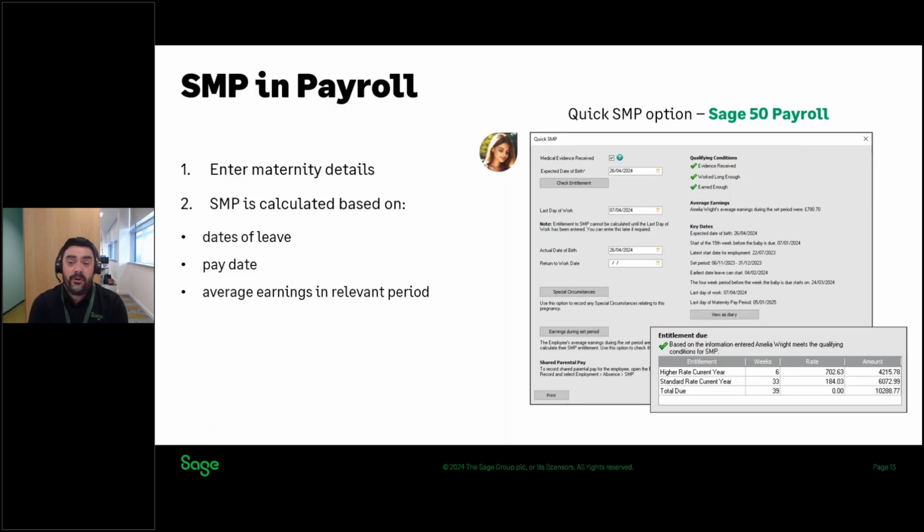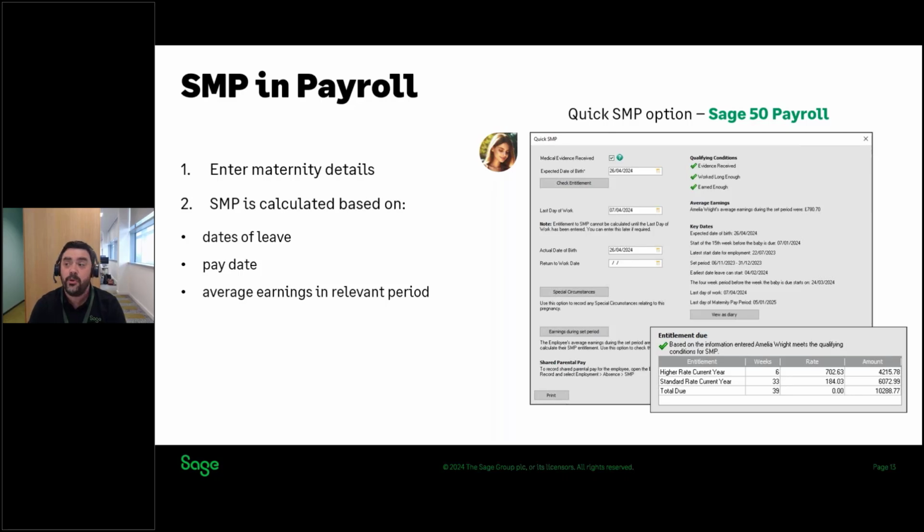So what are the next steps for the employer? Once they've received that notice, they can start to enter the maternity details, and they would probably do this when they're approaching the employee's start of maternity leave. So they would enter things like the due date, the employee's last day that they're due to be at work, and then the payroll software would ensure that the average earnings are high enough, and it will do a calculation of those average earnings. And then it'll calculate the maternity pay entitlement, SMP, based on those dates of leave, the pay date, so it is paid up to your employee's pay date, and then the average earnings in the relevant period, determining that 90% amount.